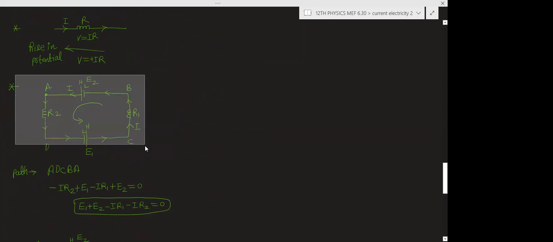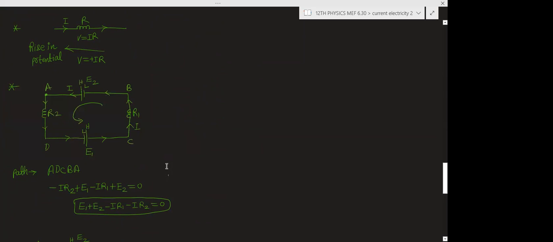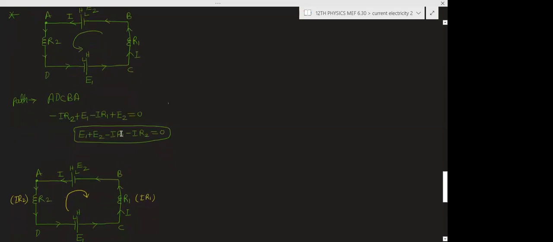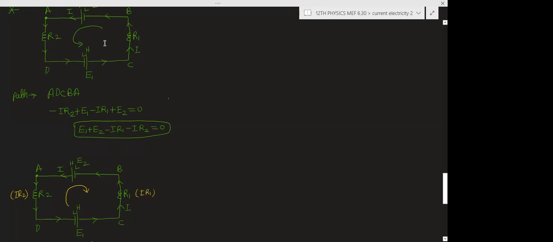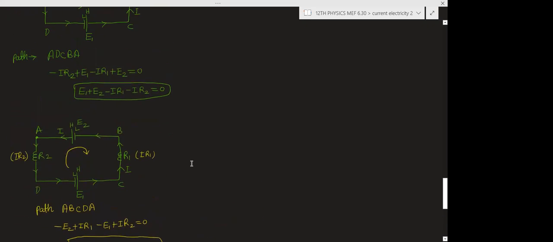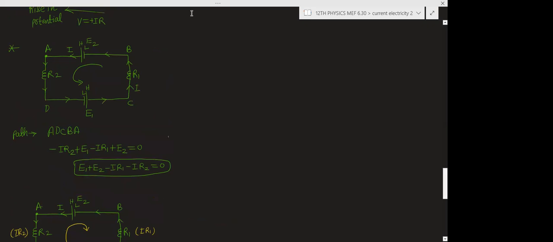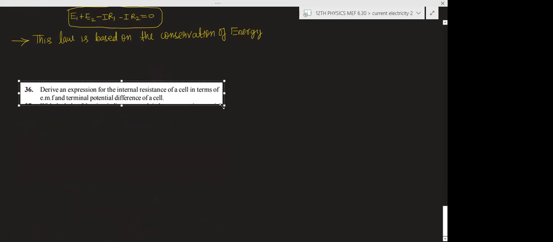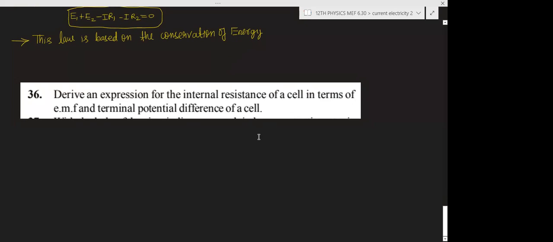So here in this loop, we applied Kirchhoff's voltage law, and we got this result. I also told you that if you apply this law anti-clockwise, the result will be this, and if you apply it clockwise, then also the result will be this. So the direction of applying will not change the result. This law is based on the conservation of energy. And first I will solve a question.